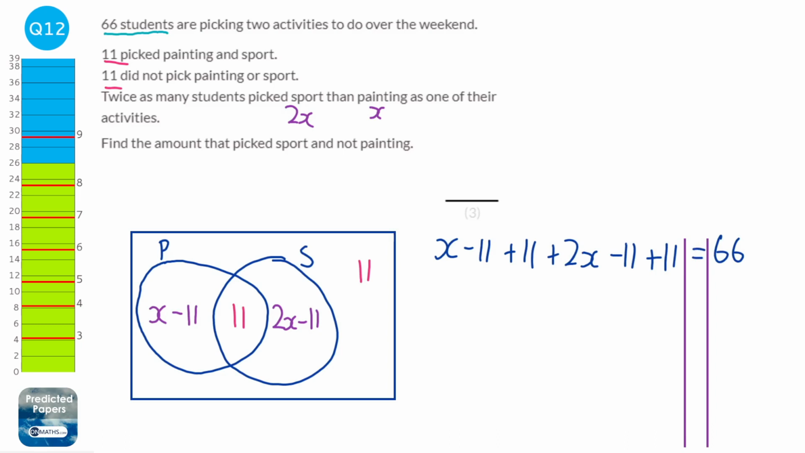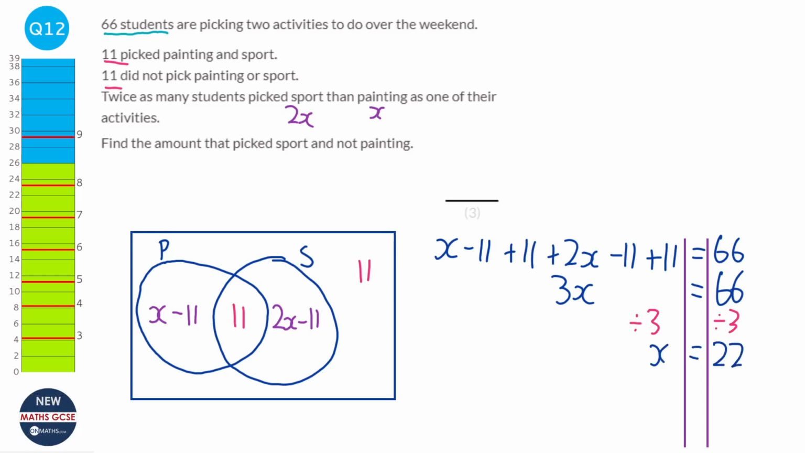Now here we've got x plus 2x, which is 3x. And we've got minus 11 plus 11, minus 11 plus 11. Well, those just cancel out. So we're left with just 3x equals 66. I'm going to divide that by 3 on both sides. So we've got x equals 22.